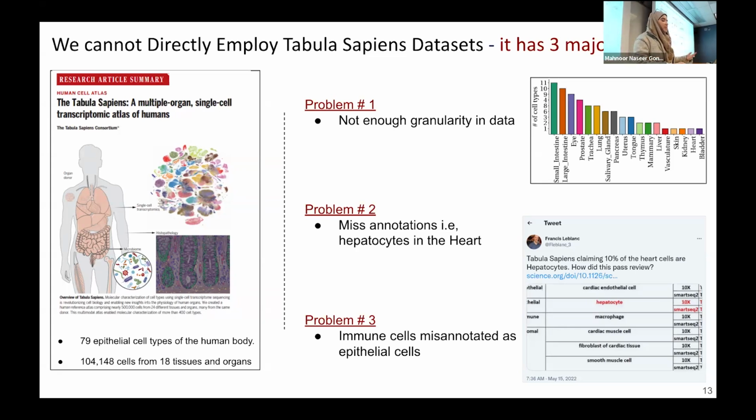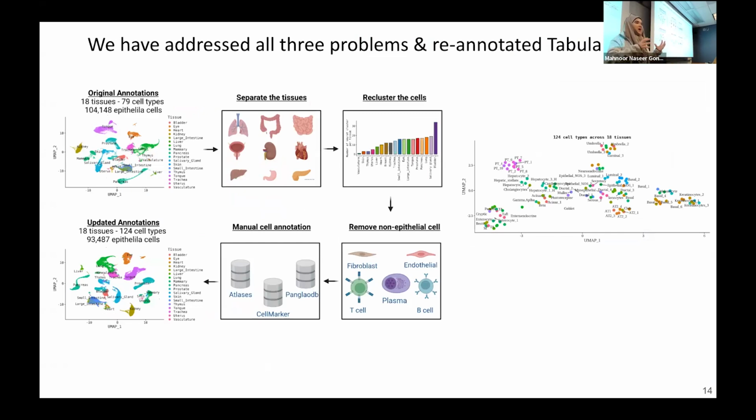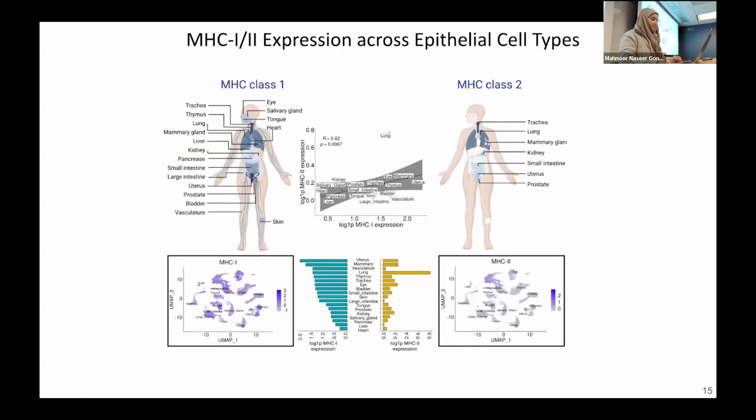So once we were able to identify these problems, we said, okay, now we need to actually re-annotate, re-sort, and rerun all of this pipeline again in order to get some really pure data out of this. So what we did was we downloaded our 18 different tissues. At that time, it had 79 epithelial cell types. We separated each compartment into individual tissues, reclustered them, removed the non-epithelial cells, manually relabeled them, and then we ended up with 24 epithelial cell types and 18 different tissues that we believe or trust in our downstream analysis, because everything is dependent on how it flows.